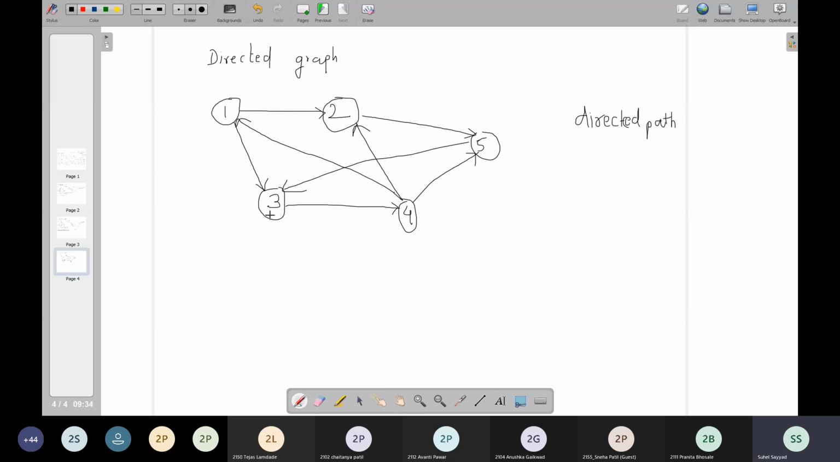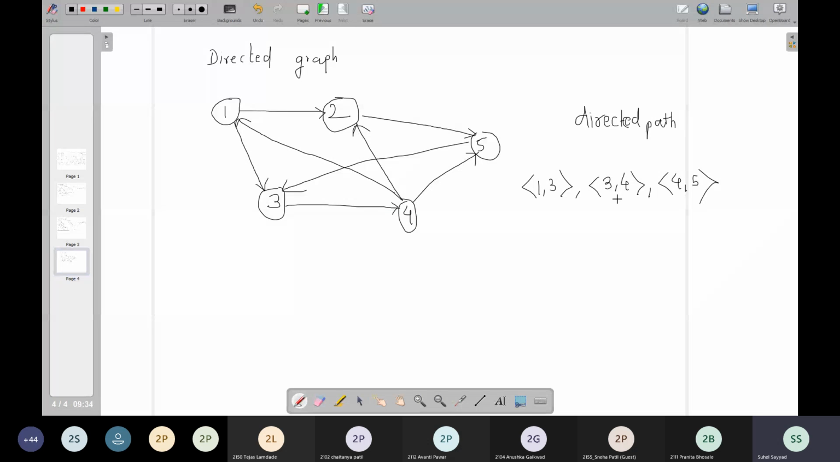So I can say that (1,3), (3,4) and (4,5) is a path. (1,3) is my first edge, (3,4) is another edge, and (4,5) is another edge. Here I am writing ordered pairs. Why am I writing ordered pairs? Because (1,3) is different and (3,1) is different now. This you might have studied in your discrete mathematics also. What is this indicating? This is indicating that there is an edge going from 1 to 3.